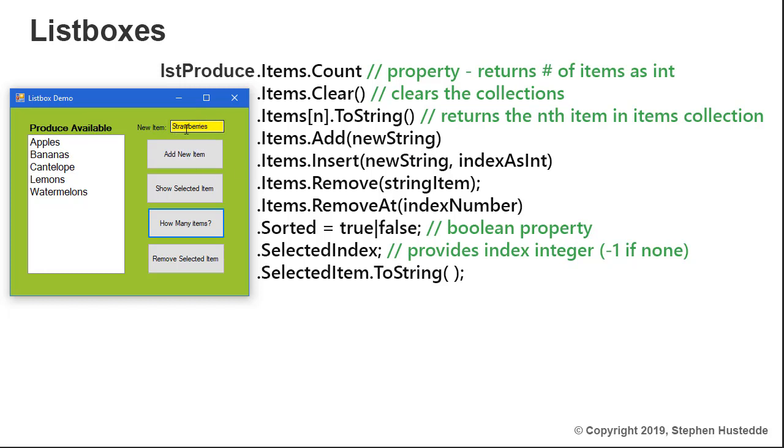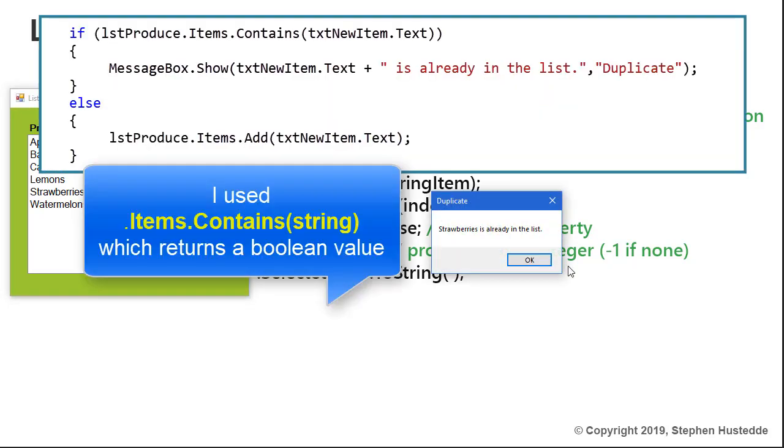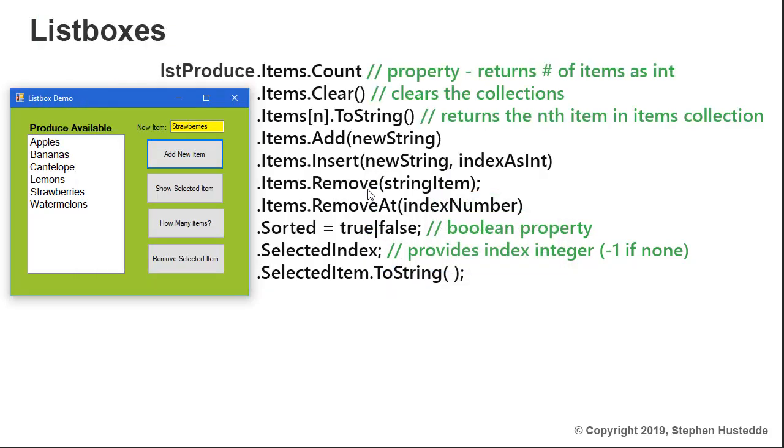I've got a text box named txtNewItem, and I've entered strawberries in there, and if I click add new item, it adds strawberries to the list. Now if I were to click it again, I put a little if statement in my code that basically checks to see if it's already in the list, and if it is, it says duplicate strawberries is already in the list. Not the best of grammar, but it works.